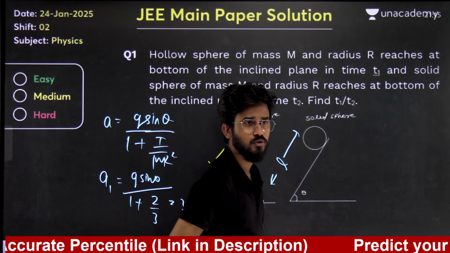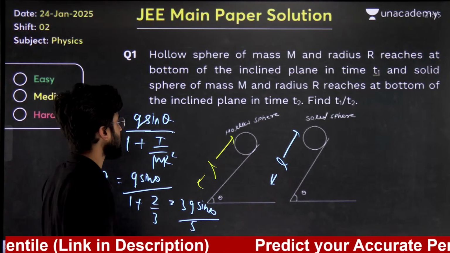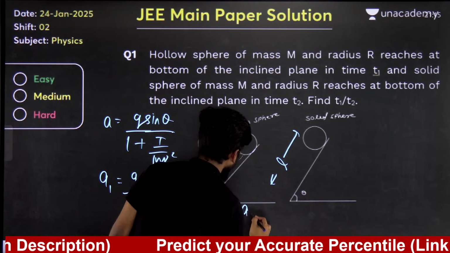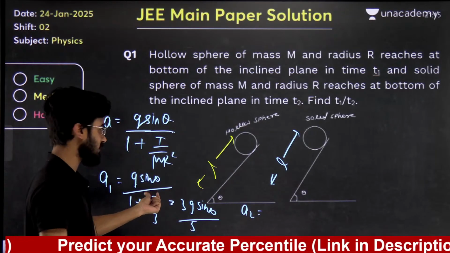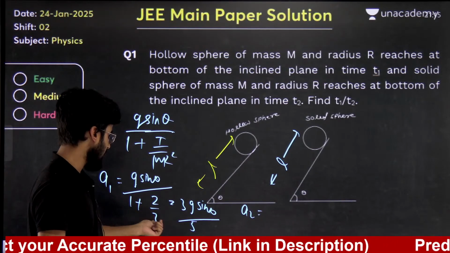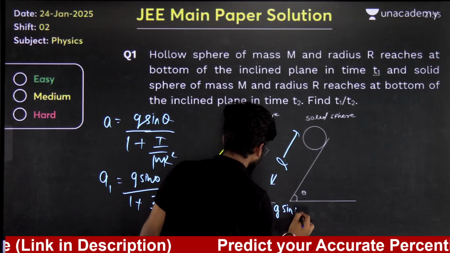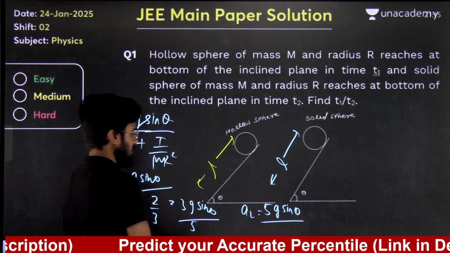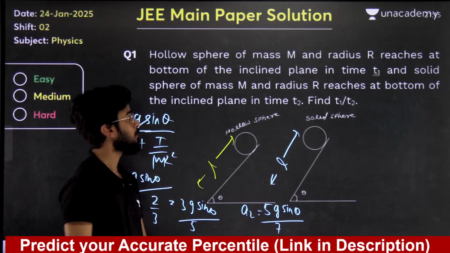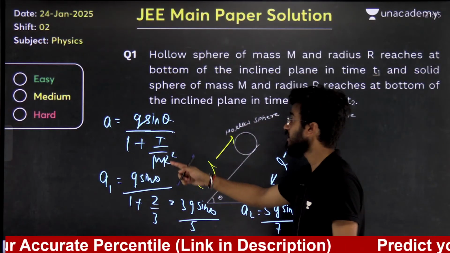Similarly we can write for a2 also. Is it visible for you? Yes, it is visible. So for a2, the solid sphere, it is 2 by 5, so it will be 5g sine theta divided by 7, because 5 plus 2 is 7. This is a2.